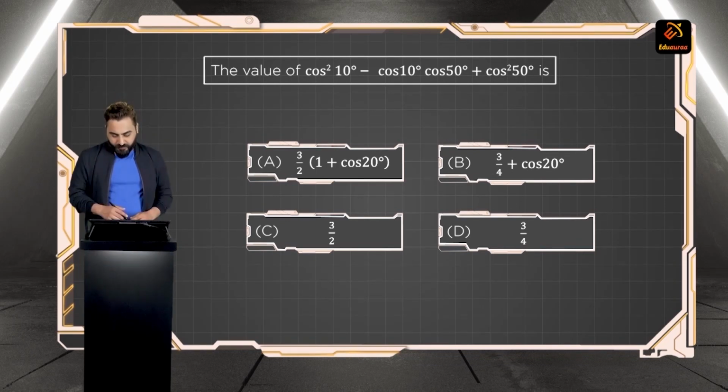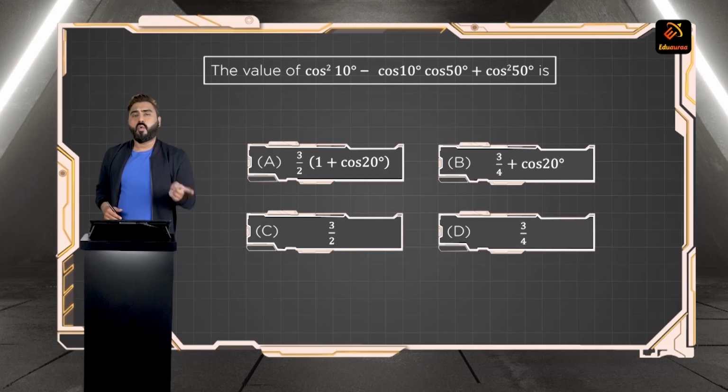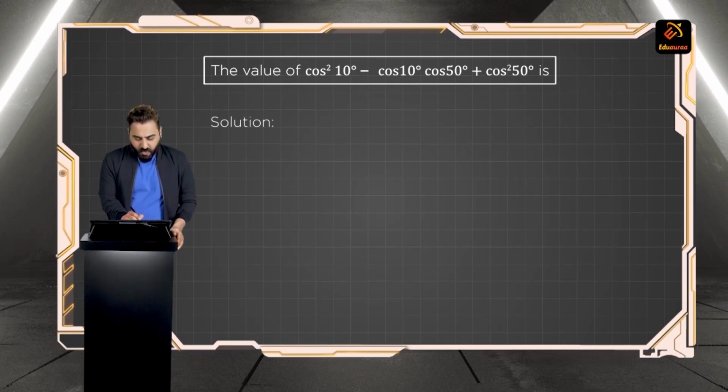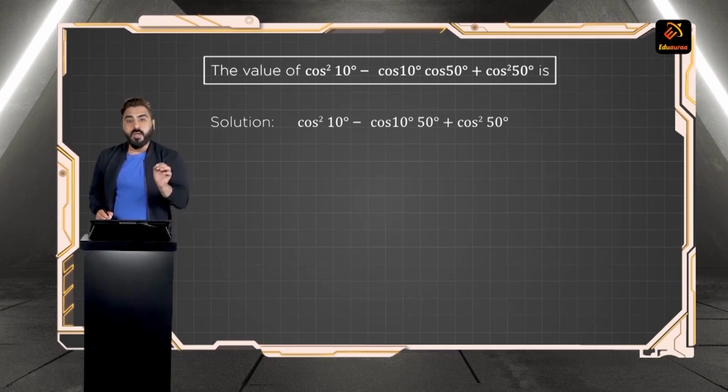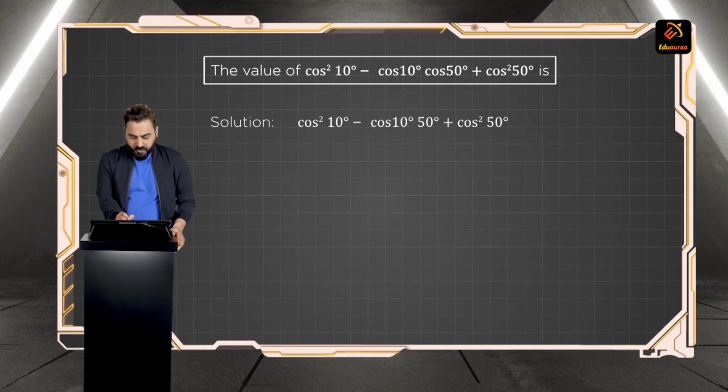And students, how to start? So what are we given? We are given cos square 10 degree minus cos 10 degree into cos 50 degree plus cos square 50 degree. Now students, what next? Let us multiply and divide by 2. So when we multiply and divide by 2, what do we get?